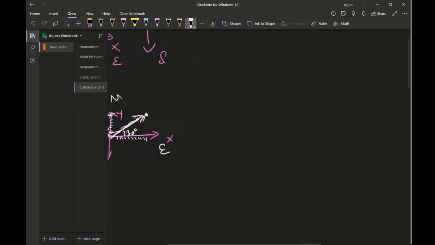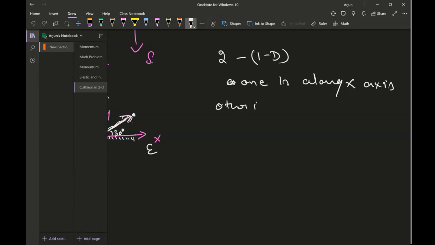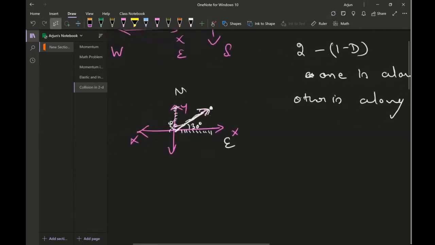Now, how do we approach a two-dimensional problem? A two-dimensional problem has to be converted into two one-dimensional problems, two 1D problems. One is along the x-axis, another is along the y-axis.